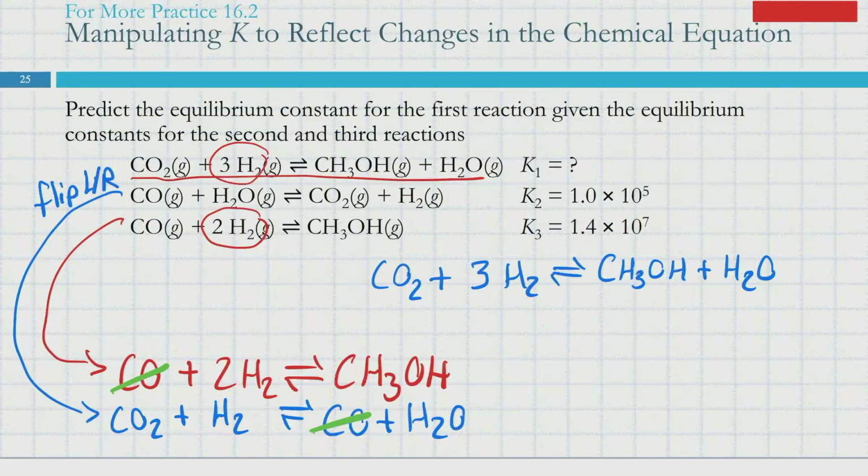The only one that we have to change is the one that we swapped the CO2 left and right. So the one that we inverted, we'll have to change K2. So we'll call that K minus 2, is 1 over 1.0 times 10 to the 5. We flipped it left and right, so we invert our K value. We didn't change the bottom reaction, so that's still K3.